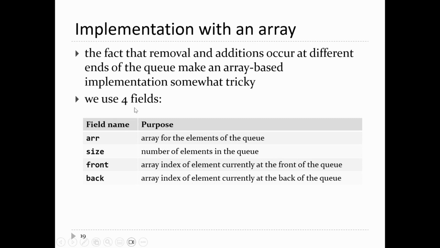So instead of just the fields we had with a stack, array, top, and size, we're going to have 4. We have our array to hold the elements. Size is the number of elements in the queue. Front is going to be the index of the element currently at the front of the queue. And back is going to be the index of the element currently at the back of the queue. If the queue is empty, it's not clear what their values will be.